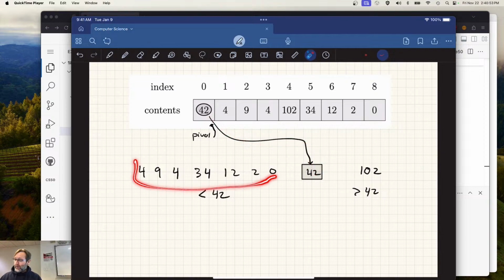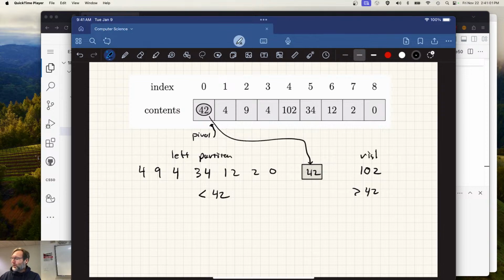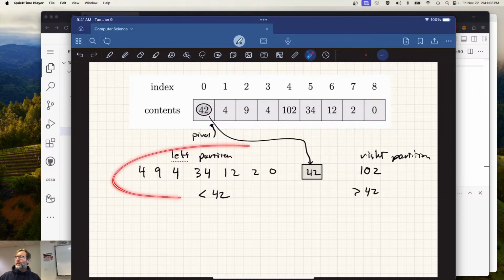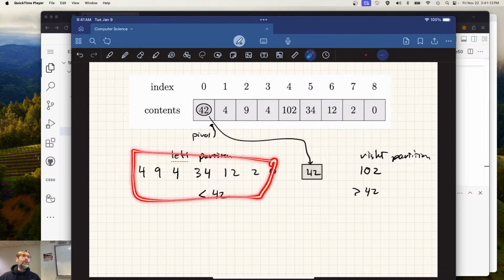And we have now two smaller arrays, right? We've got a left partition and a right partition. And here's where the divide and conquer comes up. I've divided it into a left partition and a right partition. Now conquer it by sorting this subarray and sorting this subarray over here.